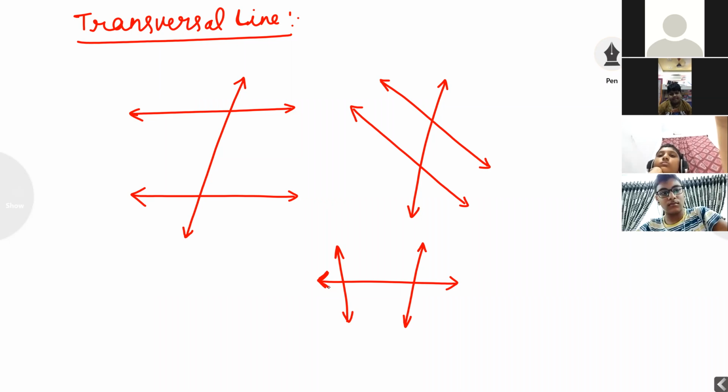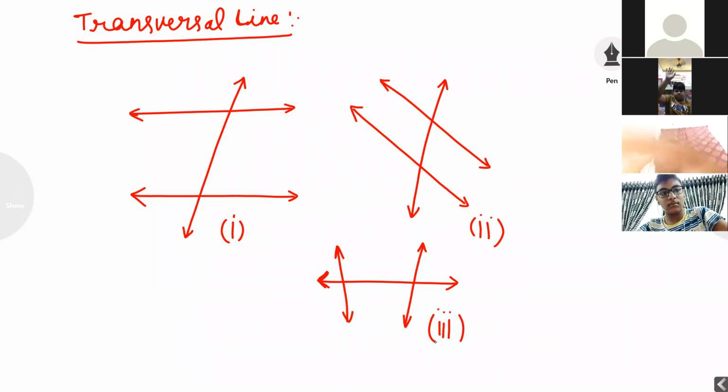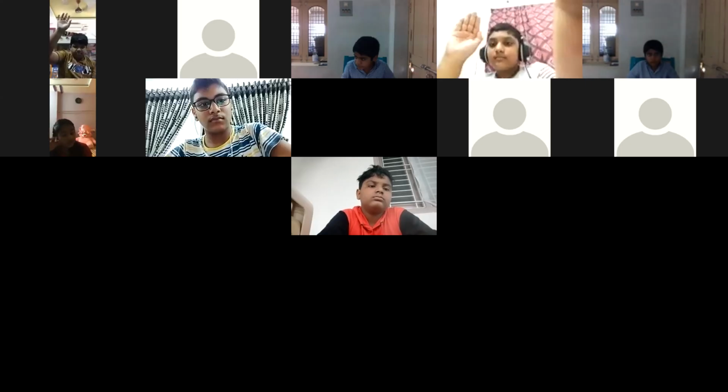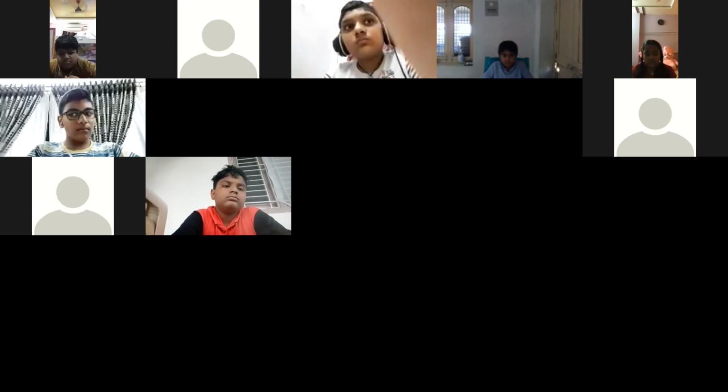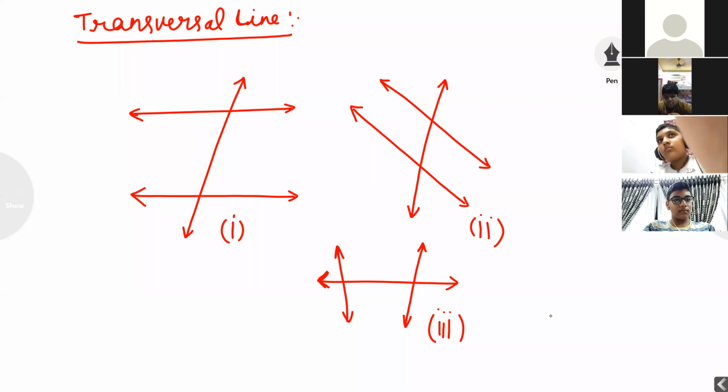I have drawn here three figures. Tell me students, what is the common between all these three figures? What is the common between all three, whatever figures I have drawn here? In these figures we are observing one line intersects two other lines.